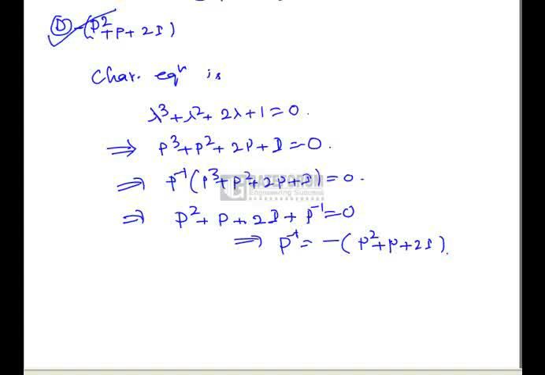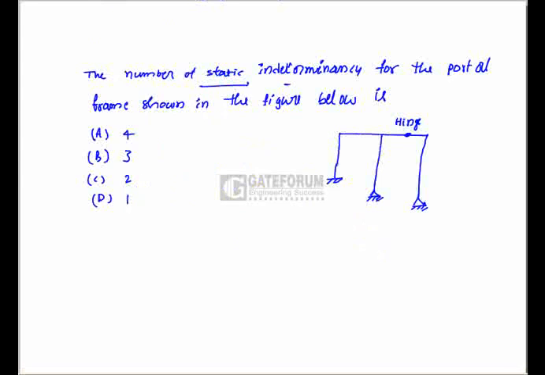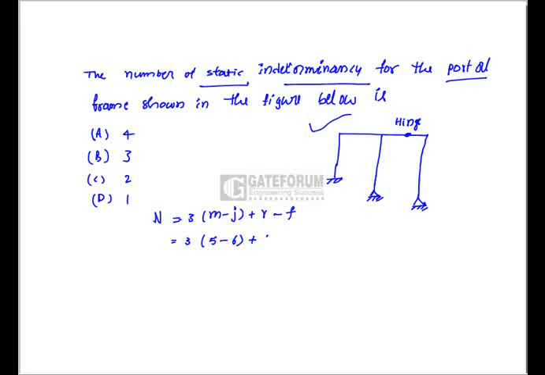To calculate the static indeterminacy for this portal frame. We know the static indeterminacy represented by n is going to be 3 into (m minus j) plus r minus f. 3 members, 5 joints, 6 plus 7 minus 1, that is equal to 3. So option B is correct.